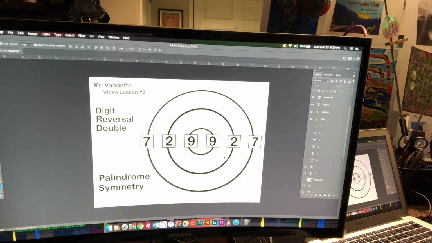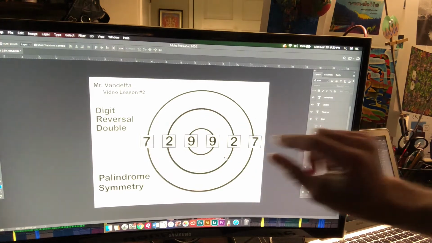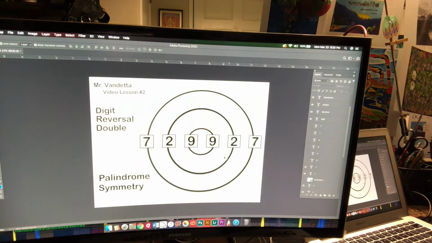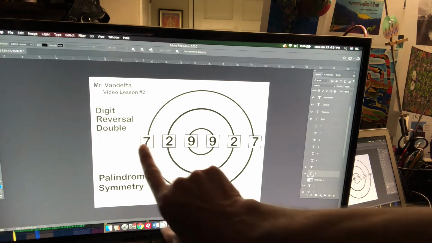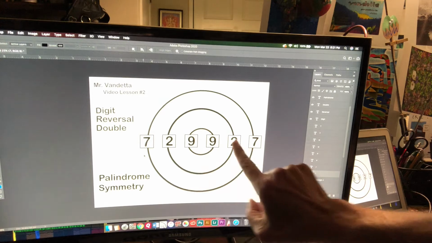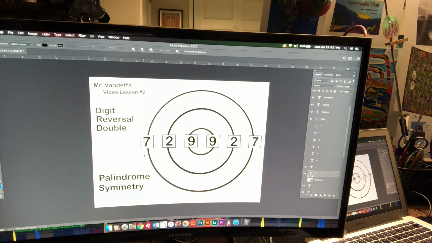Now, if you want to make a palindrome that's bigger, you can just put another circle on the outside and add another digit, as long as it's the same digit on both sides. But I told you before that palindromes don't always have to be made with numbers. You can make palindromes with letters. We could just replace each of the digits with letters to create a palindrome using alphabet letters. We can also create a palindrome with pictures. These 2 pictures would be the same. These 2 pictures would be the same. And those 2 pictures would be the same.